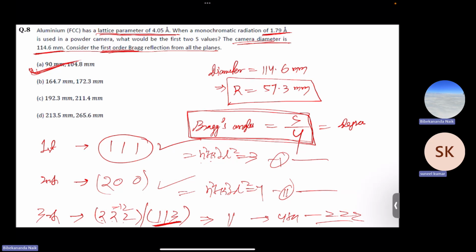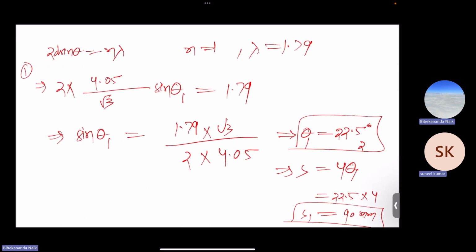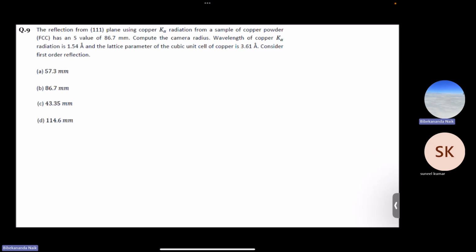Okay, so we will move to the next question. Question number 9 says the reflection from the 111 plane using copper K alpha radiation from a sample of copper powder FCC has an S value of 86.7 mm. Compute the camera radius. The wavelength of copper is 1.54 angstrom.